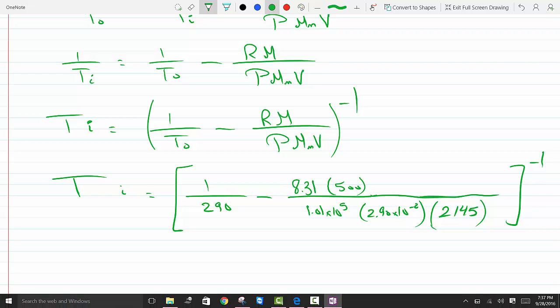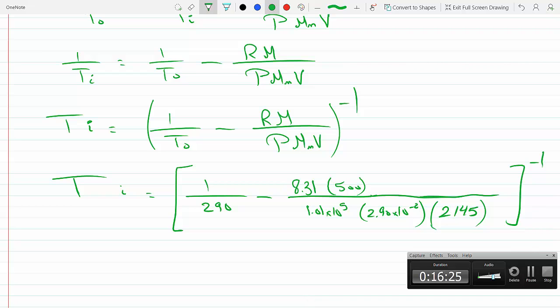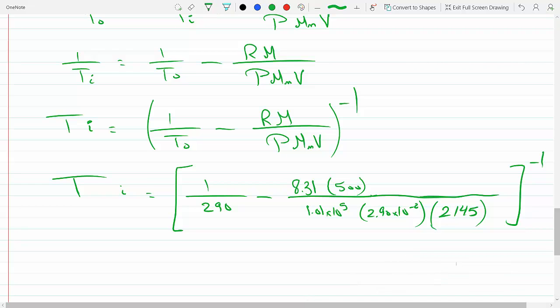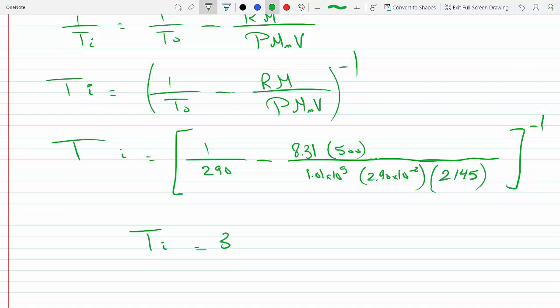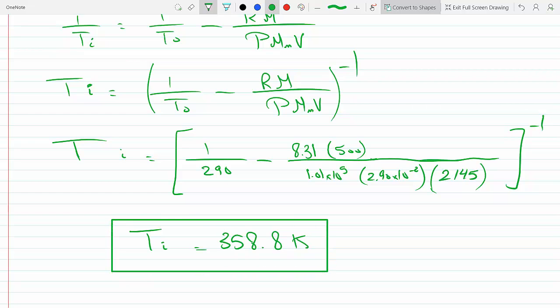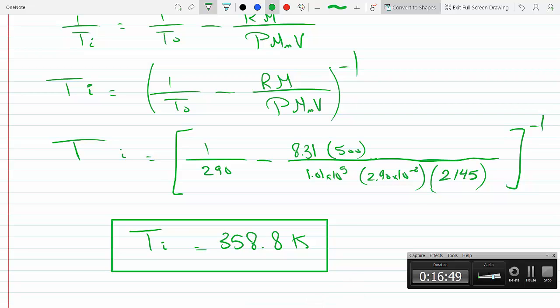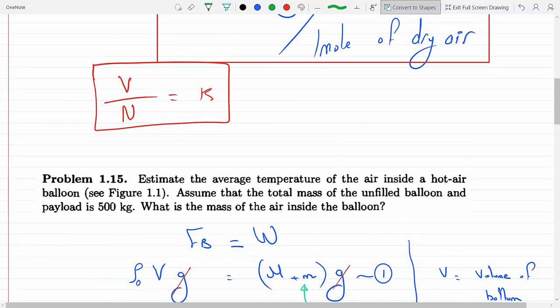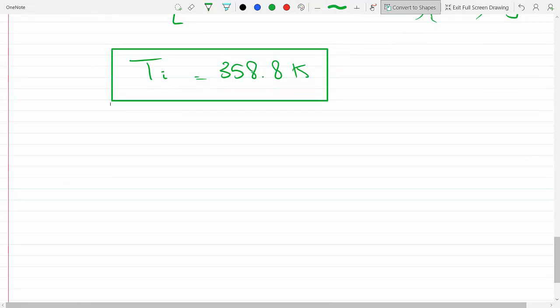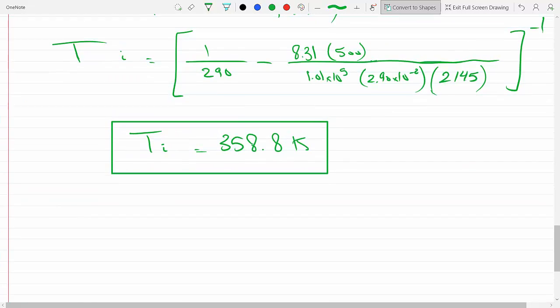So plug this onto the calculator. I got 358.8, 0.8 Kelvin, for the temperature inside the balloon. That sounds like a very reasonable temperature. Find the mass. Okay, the mass of the air inside the balloon. Once we know the temperature, that should become straightforward.